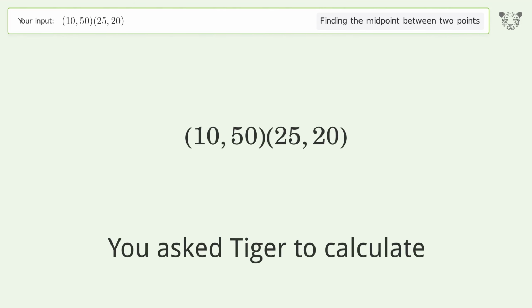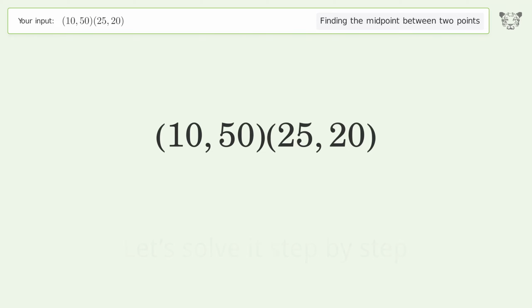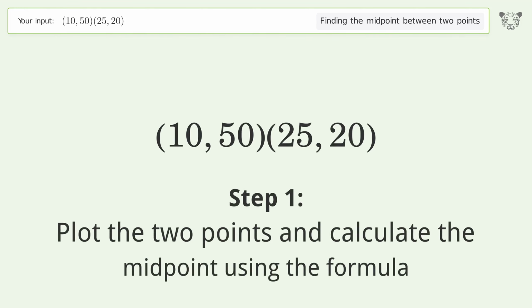You ask Tiger to calculate. This deals with finding the midpoint between 2 points. The midpoint between the 2 points is (17.5, 35). Let's solve it step by step. Plot the 2 points and calculate the midpoint using the formula.